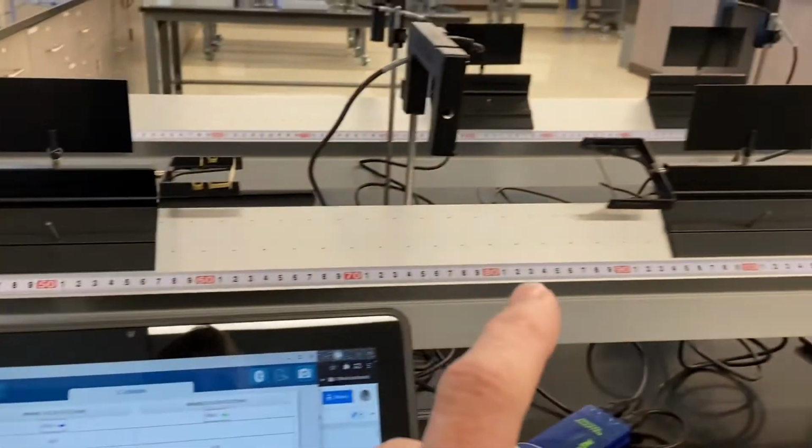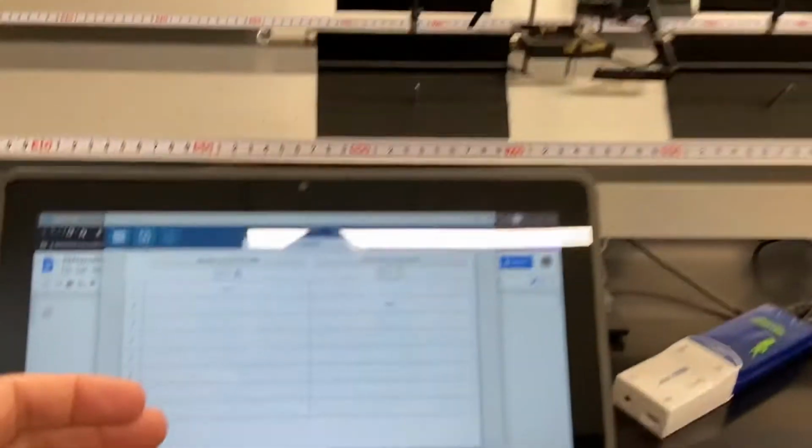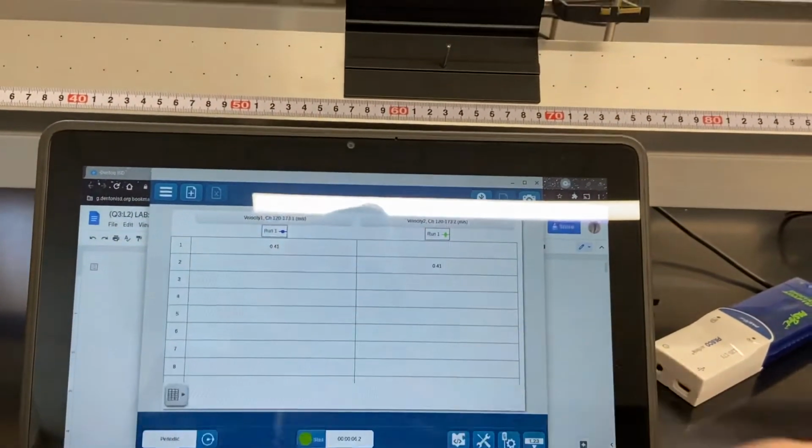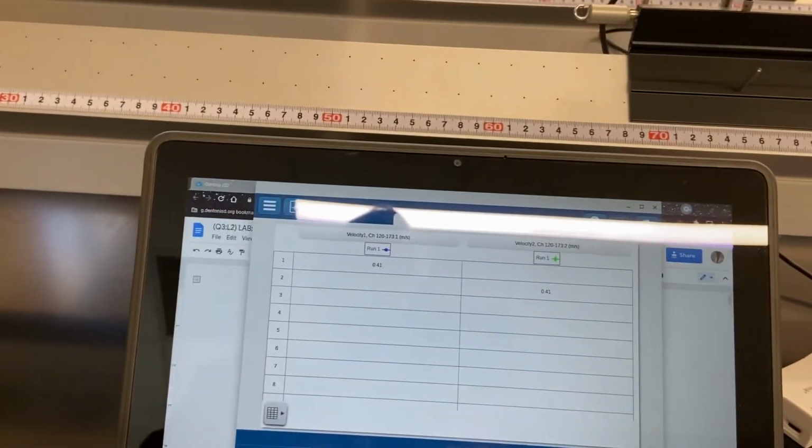After the collision, you'll note that glider 1 stopped, so it didn't have another velocity, and glider 2 continued on through gate 2, and so this is the velocity of glider 2 after the collision.